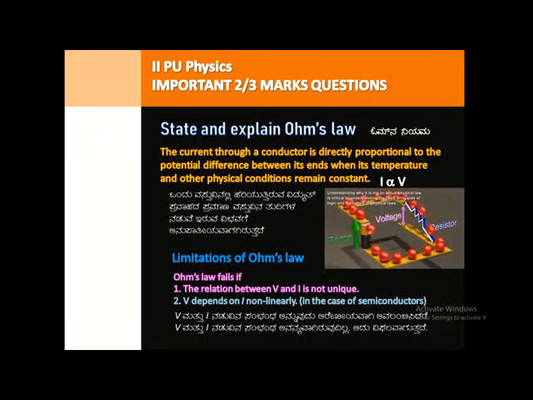Then they ask to write limitations of Ohm's law. The limitation of Ohm's law is like this: Ohm's law fails if the relation between V and I is not unique, and Ohm's law also fails if the V versus I graph is non-linear, or in case of semiconductors.